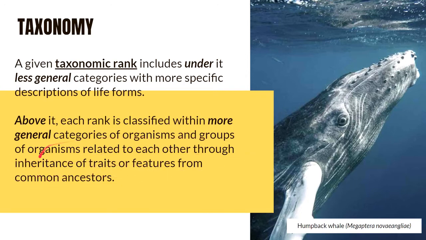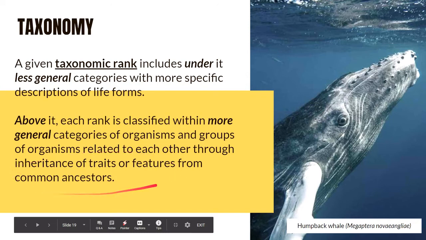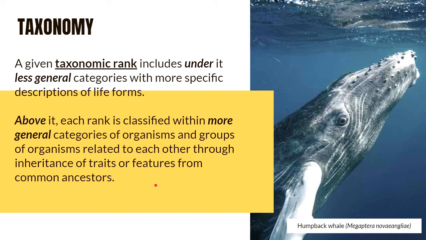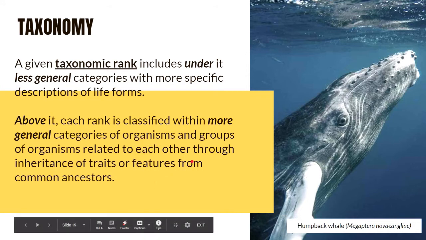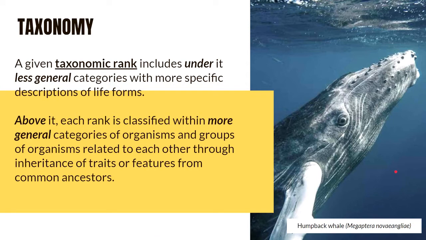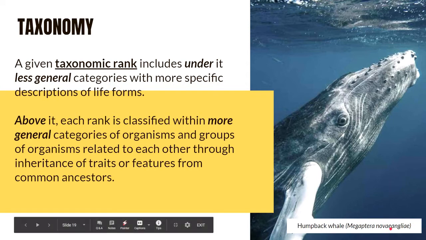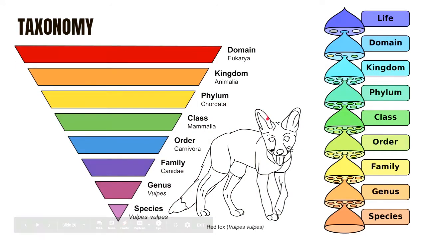Now, all of these lessons, all of these concepts will make sense when we go to the last unit on the process of evolution. So that's why you have to remember all of this when we go to evolution. Now, this is an image of a humpback whale with the scientific name Megaptera novaeangliae. So again, this is another example of those taxonomic ranks.